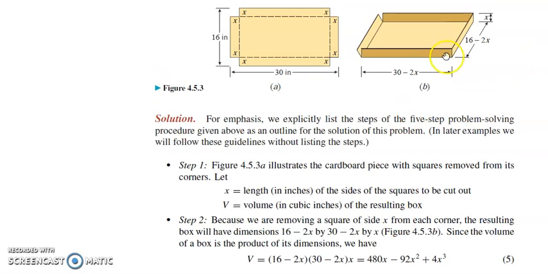These dimensions must always be greater than or equal to 0. So x must be greater than or equal to 0. Also 16 minus 2x must be greater than or equal to 0 and 30 minus 2x must be greater than or equal to 0. So that gives x must be less than or equal to 8.